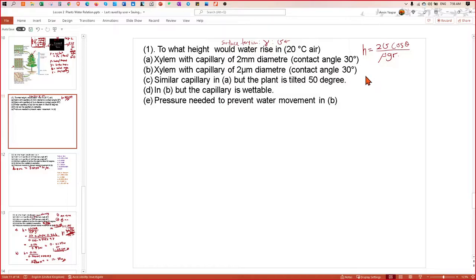And the second one should be your pressure, the pressure to bring the suction. What is the pressure needed to bring the water or to drain the water out of your capillary? This P can be called pressure, suction, or tension. It's all the same thing. The formula would be 2 times sigma, the surface tension, again cos theta, but you only divide by your radius.